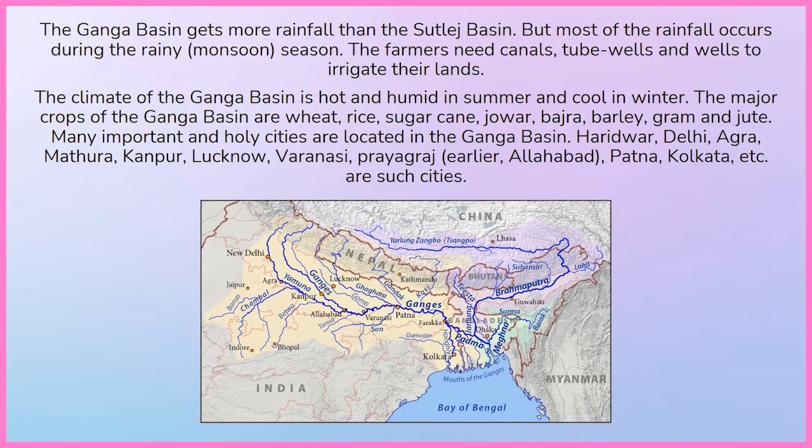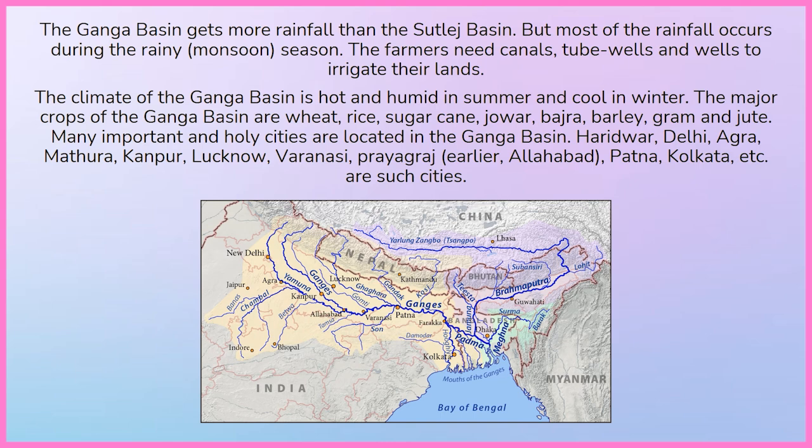The Ganga Basin gets more rainfall than the Sutlej Basin. But most of the rainfall occurs during the rainy, monsoon season. The farmers need canals, tube wells and wells to irrigate their lands. The climate of the Ganga Basin is hot and humid in summer and cool in winter. The major crops of the Ganga Basin are wheat, rice, sugarcane, jowar, bajra, barley, gram and jute.